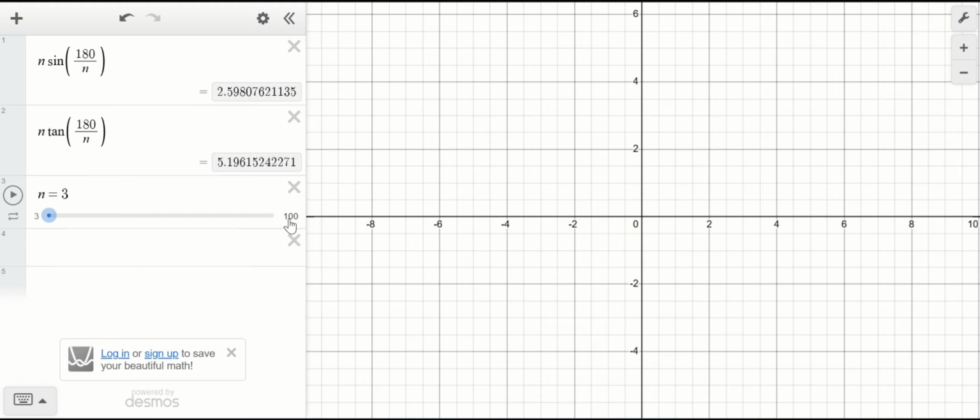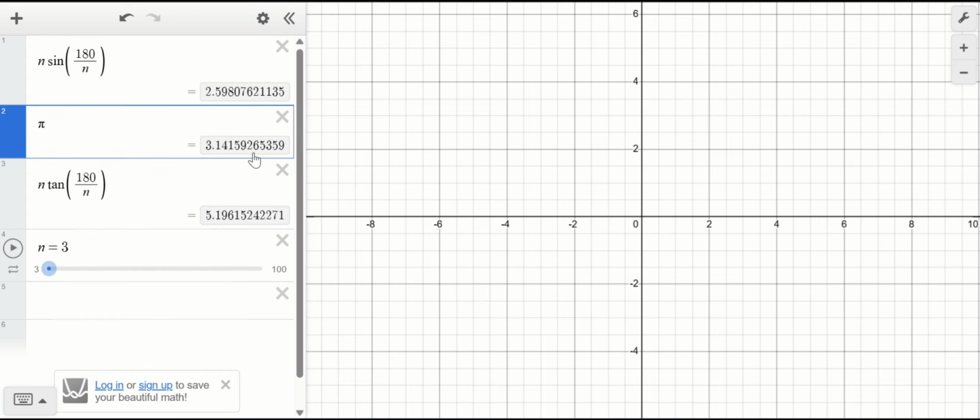And so, as you can see here, I plugged in the two little things that we found over here. What I'm going to show you is n sine of 180 over n. This is supposed to be less than pi. And n tan of 180 over n. This is supposed to be more than pi. So the value of pi is going to be between them. And you can see it is between them.